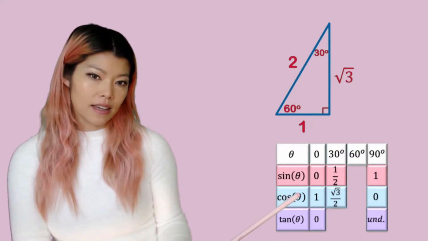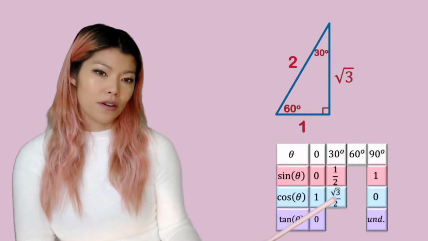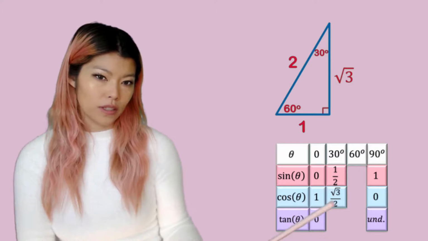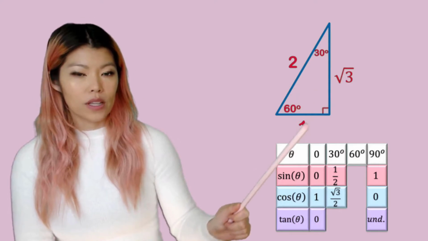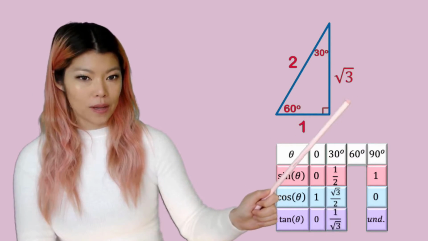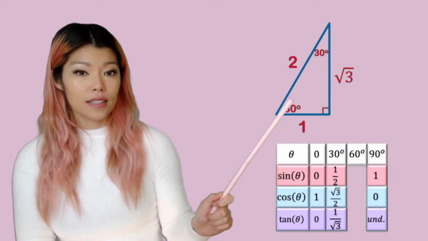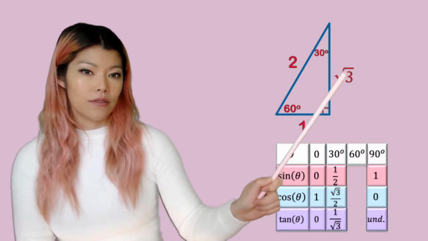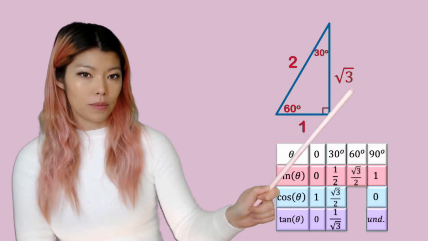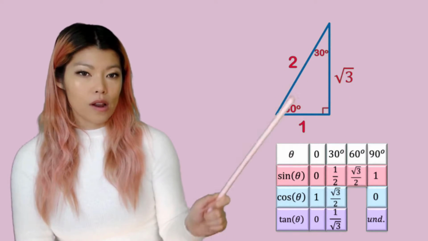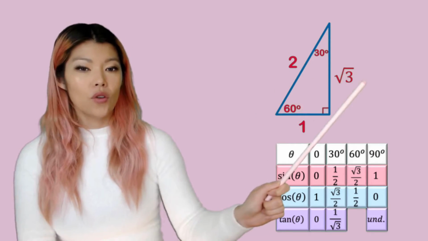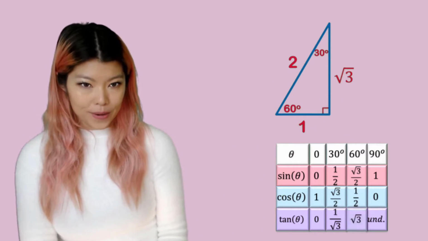And then tan, well, it's sine over cos. A half over root 3 over 2 is 1 over root 3, because the 2 cancels out. Or opposite over adjacent, 1 over root 3. For 60 degrees, we go opposite and adjacent. So now we have sine is root 3 over 2, opposite over hypotenuse. Cos is 1 over 2, and again tan is opposite over adjacent, root 3 over 1, which is root 3.